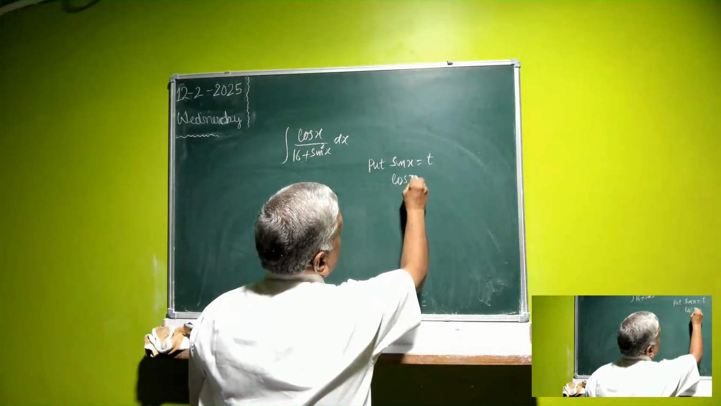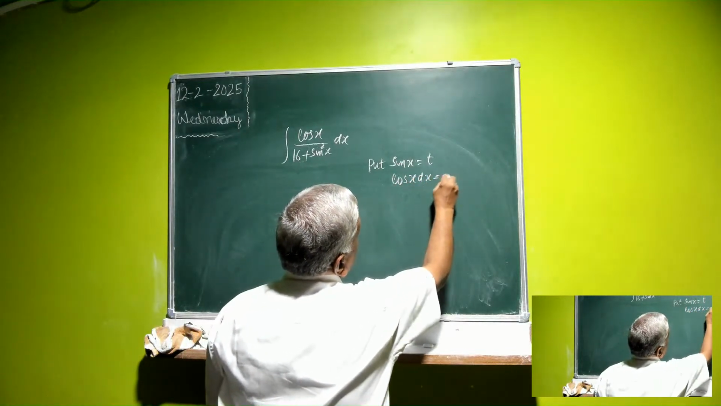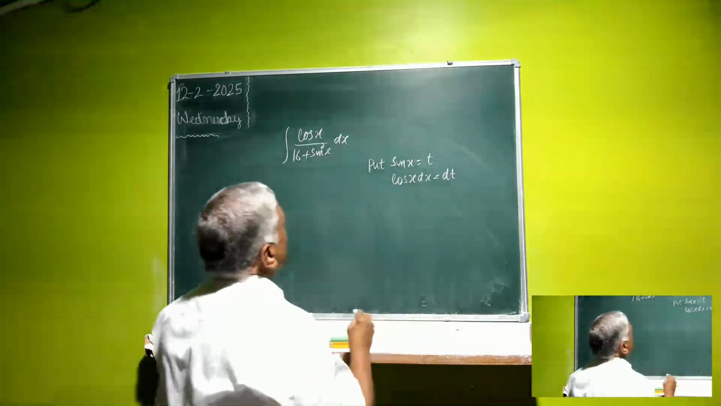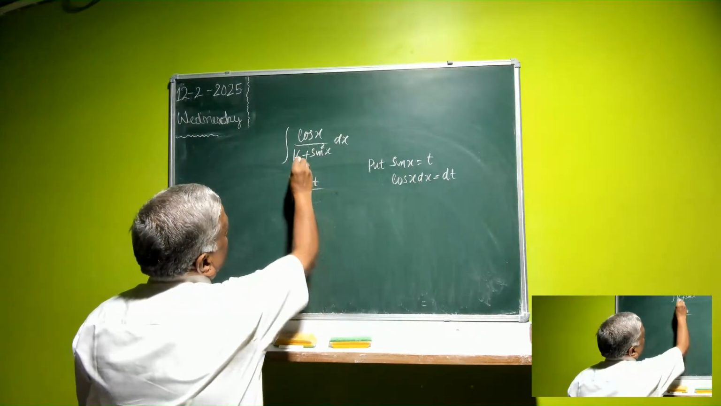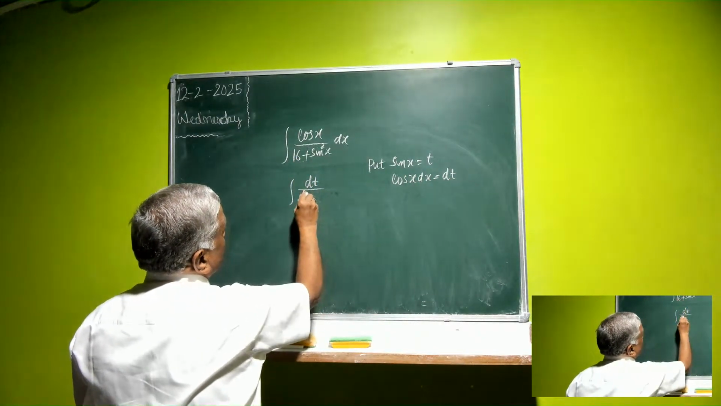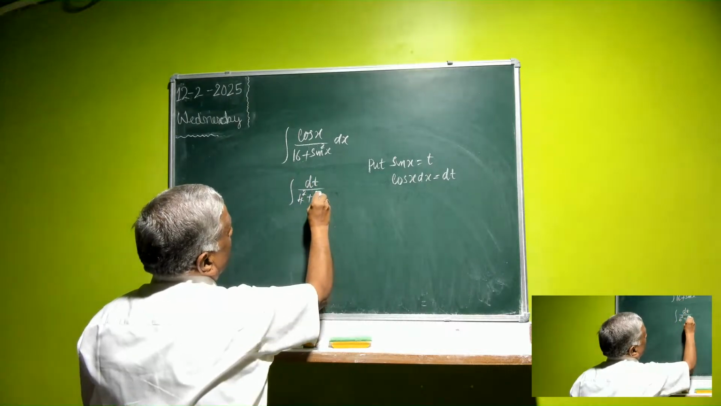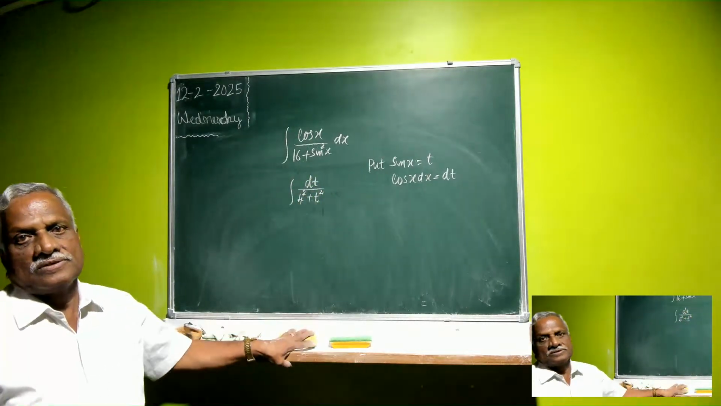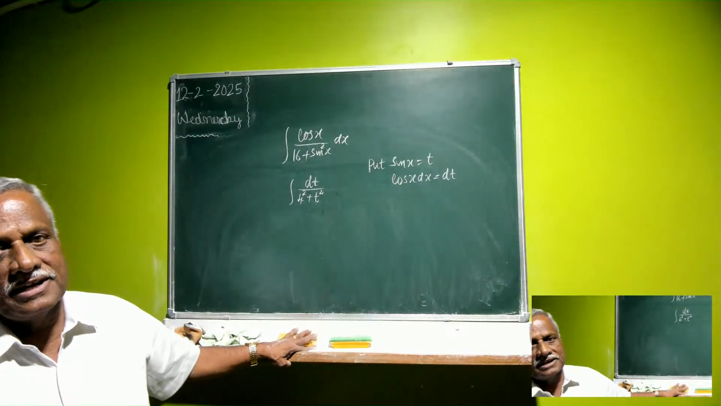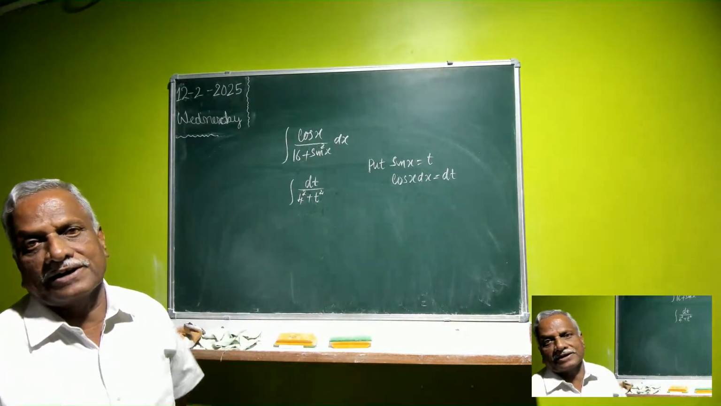Differentiation of sin x is cos x dx. This is dt. So what will happen? dt over, I got 16, write it as 4 square, plus t square. So by the substitution method, we have reduced the problem to the standard type.